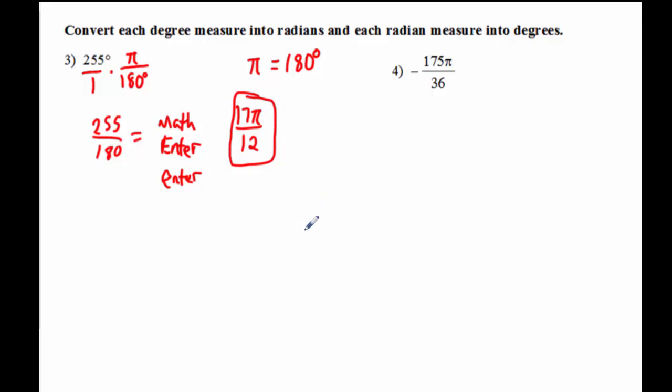And then we're going to do the opposite on number 4. I want to get rid of the pi and I want to have degrees, so 180 degrees goes on top and the pi goes on bottom. So the pi's cancel, which is good in math and bad in real life when pi's cancel out. But negative 175 times 180 over 36, that's what I would do in my calculator in some order. And that gives me negative 875.